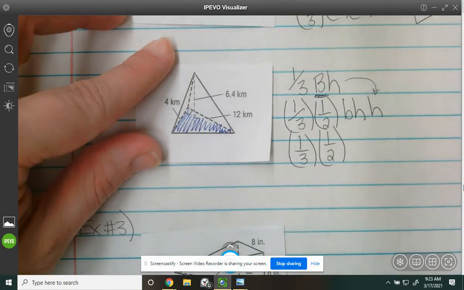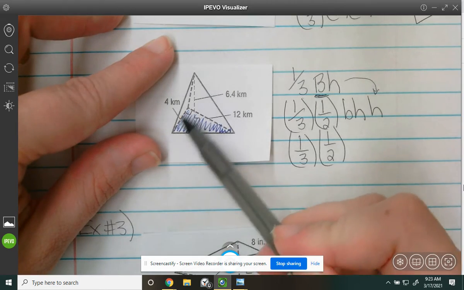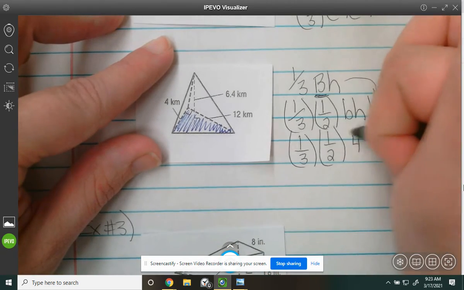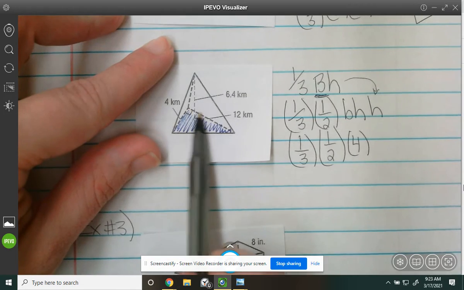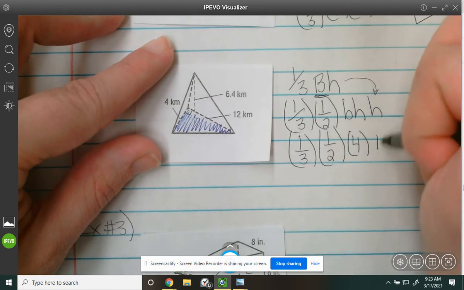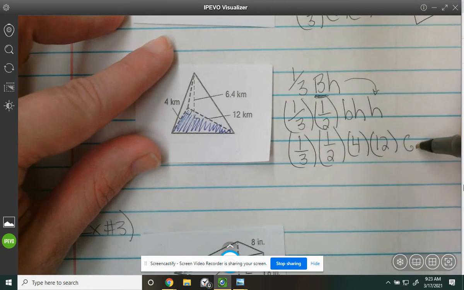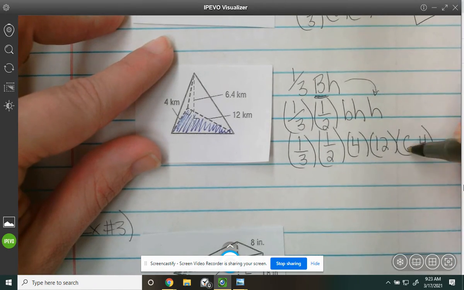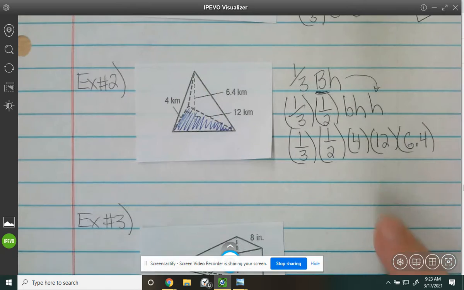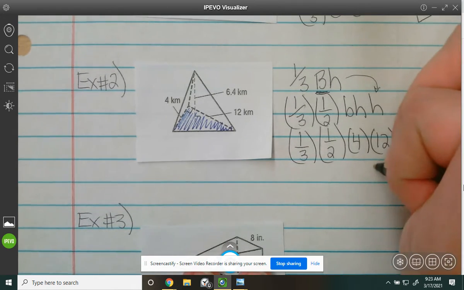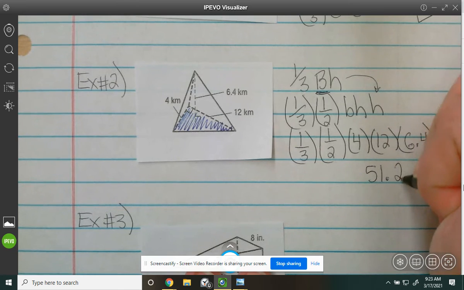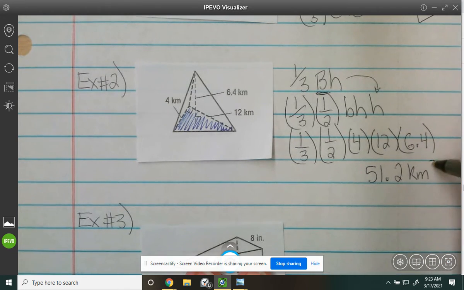So what's the base of my bottom triangle? 4. What's the height of my bottom triangle? 12. And then the height of my shape is 6.4. So lots of numbers to type in this time. 1/3 times 1/2 times 4 times 12 times 6.4. You get 51.2 kilometers cubed.